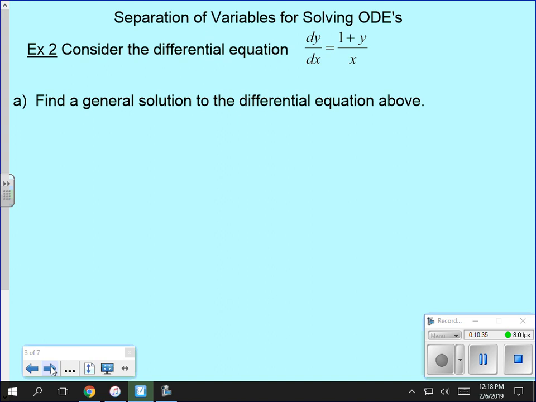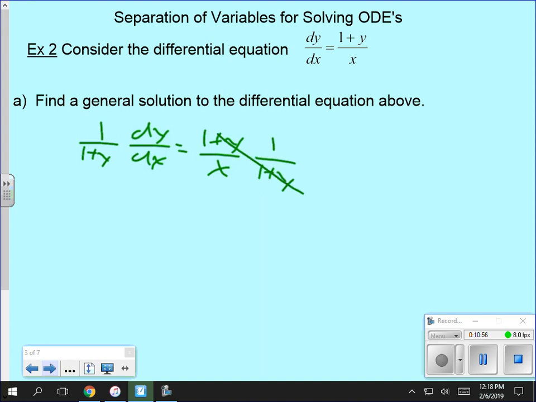So, dy/dx equals (1 plus y) over x. To get the 1 plus y to the other side, what do I have to do? I have to divide or multiply by 1 plus y on each side, right? So those cancel. Multiply both sides by dx. I get 1 over (1 plus y) dy equals 1 over x dx.